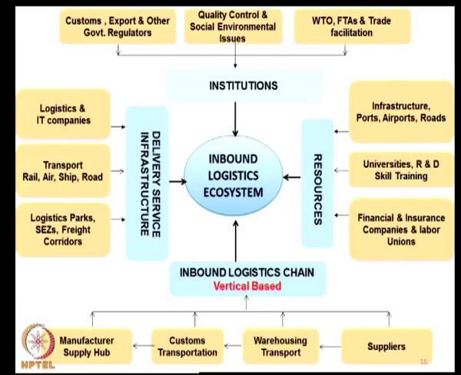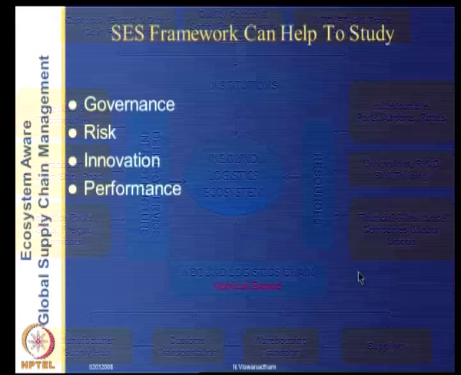Given an example, if you are working for an industry, you can map your own supply chain and see the effect of bad infrastructure on your supply chain, the non-availability of financial loans, the labor productivity, and so on. You could also easily see the effect of government regulations. So these two examples will give you some expertise in mapping the supply chain.